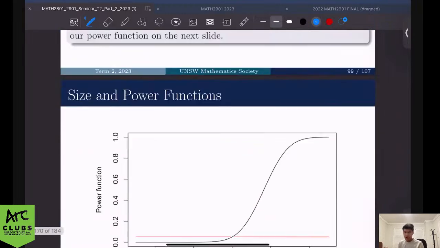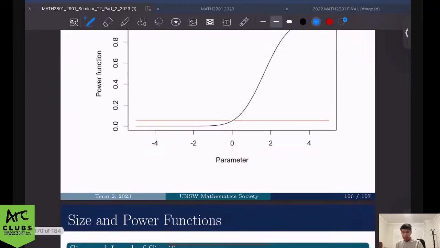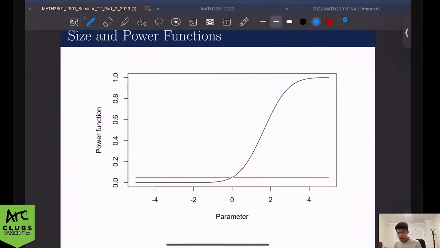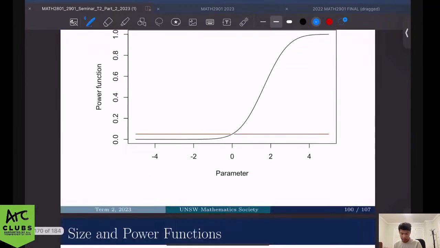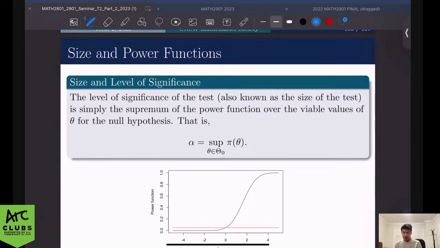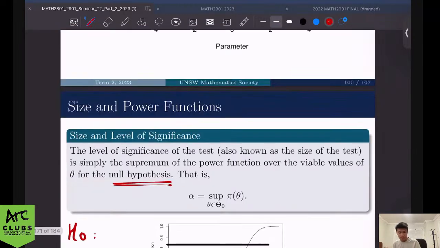That's an example of a power function. I won't go into this too much, but all of the stuff with normal probability applies. You can calculate this using tricks from before. Lastly, the level of significance of a test is the maximum value of the power function over the viable values in the null hypothesis. The null hypothesis could actually be multiple values; in this case, it's mu less than 0.